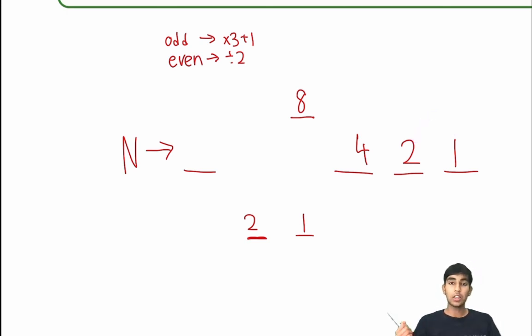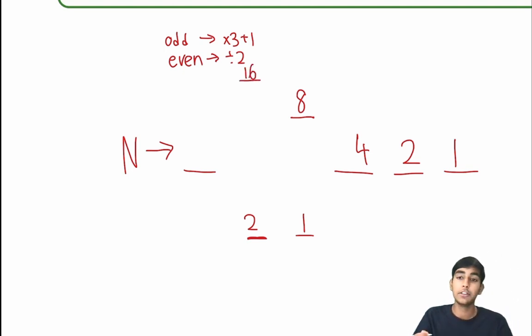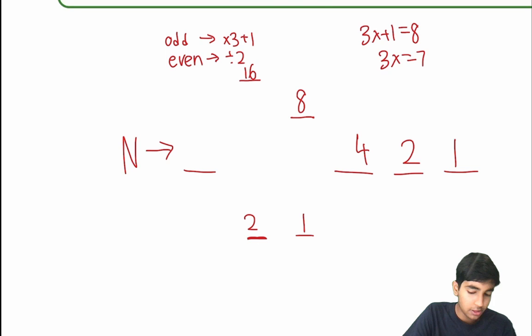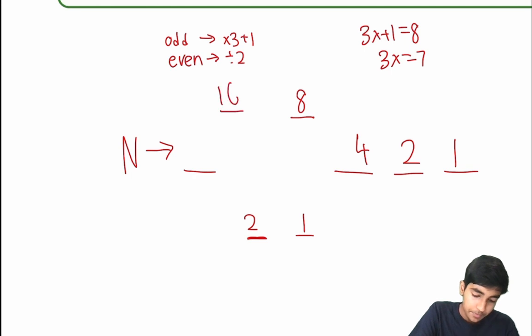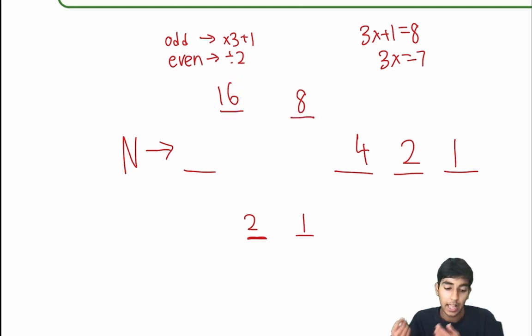Now what if the previous value is 8? Then the new value can be, if it was even, 16 divided by 2. And if it was odd, we have 3x plus 1 equals 8, or 3x equals 7. That's not possible, not for any integer solutions. So the only possibility is 16. The only possibility for the previous number, if this number is 8, is 16, because you can't do times 3 plus 1 to get 8.